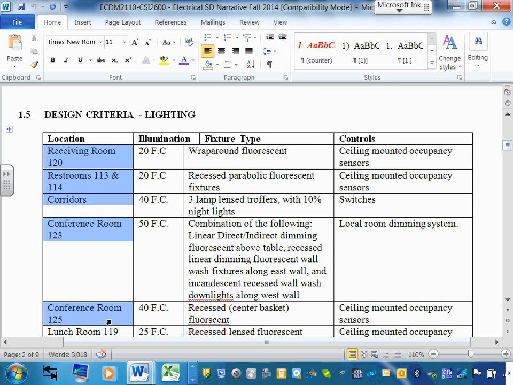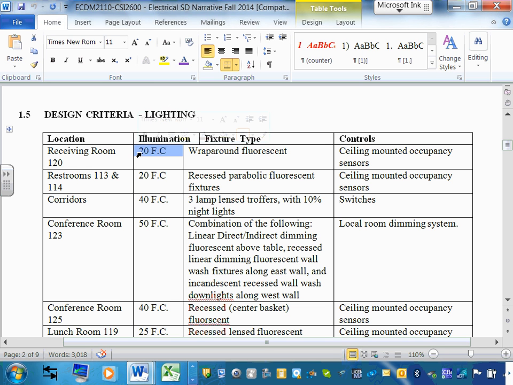These are all the areas in the building that you guys are going to be designing. The first column is the area. The second column is the required foot candle. Are you guys familiar with the foot candle? Foot candle is like our currency in the US is dollar. In Europe, they use euro. The foot candle is basically the unit of measurement of light. How bright the area is is measured in foot candle.